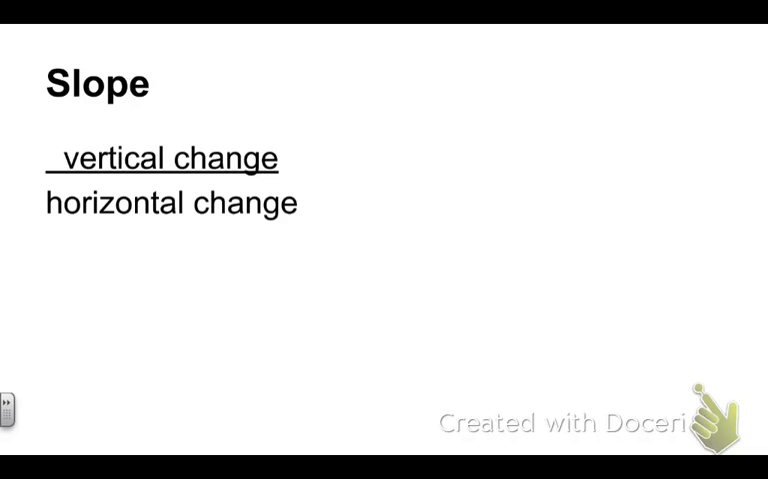So slope. Slope is your vertical change over your horizontal change. All right? It's your vertical change divided by your horizontal change. What that also means, what it's equal to, you've heard this before: your rise over run. Rise divided by run. But not everything is going to rise instead of going up.